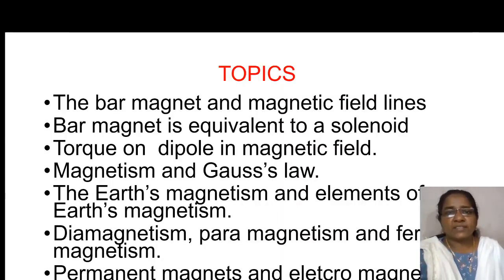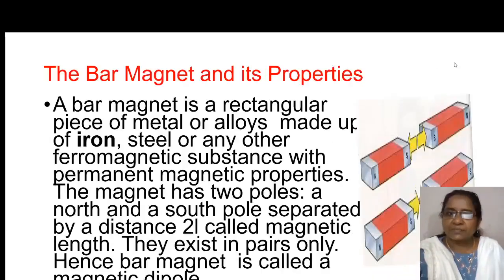The bar magnet and magnetic field lines. Bar magnet equivalent to a solenoid. Torque on dipole in magnetic field. Magnetism and Gauss law. Earth's magnetism. Diamagnetic, paramagnetic and ferromagnetic will come in the next lesson. Permanent magnets and electromagnets will be dealt in the next lesson but in the same chapter. Let's move on to the first topic, the bar magnet and its properties.